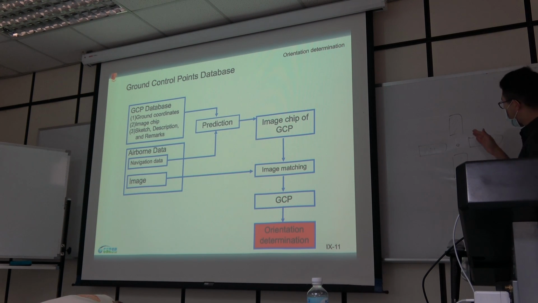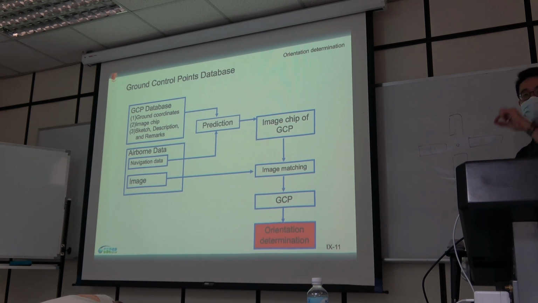Basically after you take the photo, you can recognize this feature on your image. Then you will do some control surveying to know the object space coordinates of this point. After you recognize this feature on the image, you can measure the matched image coordinate as well.